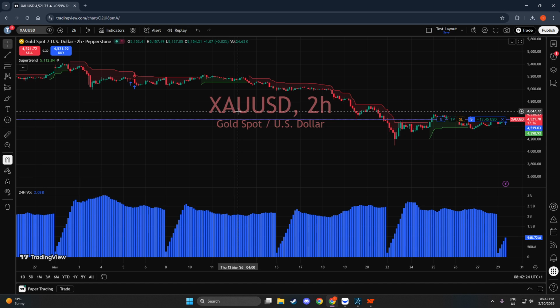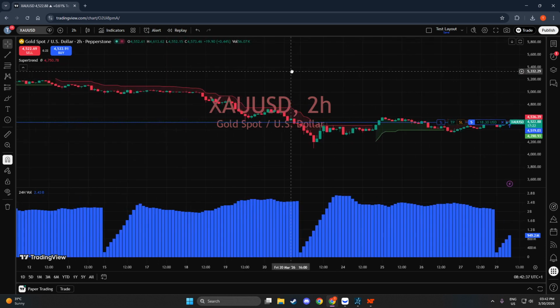Here's how to read it. When price is trading above the Supertrend line, the market is considered to be in an upswing. Staying above the line supports the bullish case. When price drops below the line, the trend is treated as down, and staying below it reinforces bearish momentum. If price keeps darting back and forth through the line, the market is likely choppy, so treat signals with extra caution.